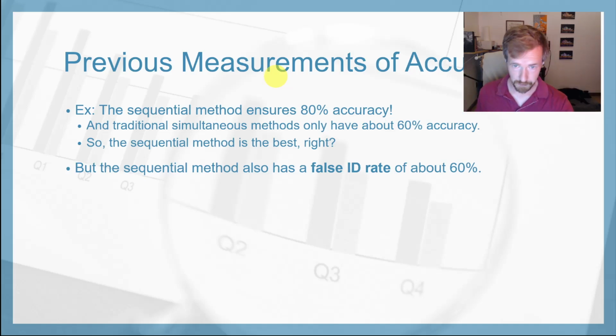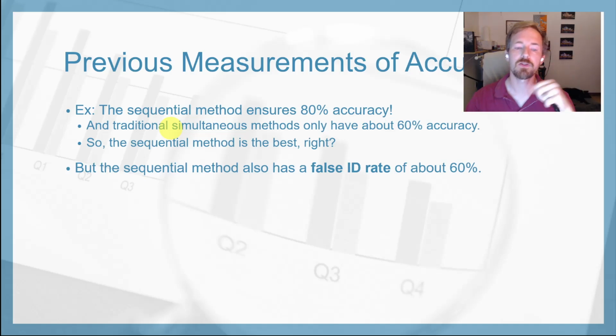Which is really, really interesting because the traditional simultaneous lineup only gives us about 60% accuracy. So if we're just looking at accuracy, we might say, okay, I guess that means the sequential method is best, and that's what we should use.